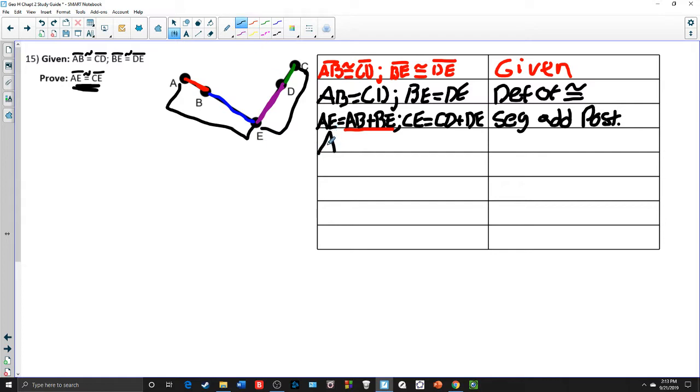So I'm going to write AE equals. Is there something I can replace AB with that would get me closer to here? Well, yeah, right here. It says AB equals CD. So that means I can take this AB and replace it with CD. And then what about BE? Is there something I can do with that? Well, right here, it says BE is equal to DE, which is what I want. So I'll go ahead and replace BE with DE. And the reasoning for this is by substitution.